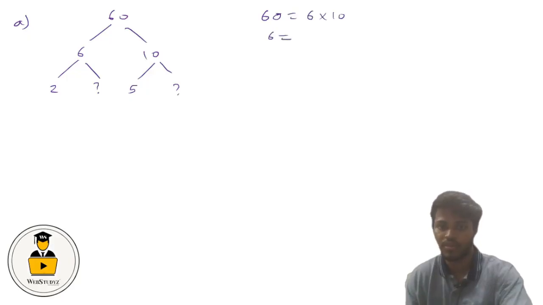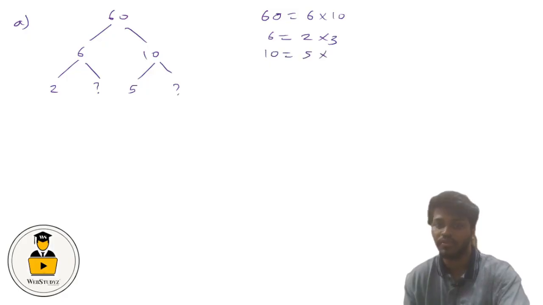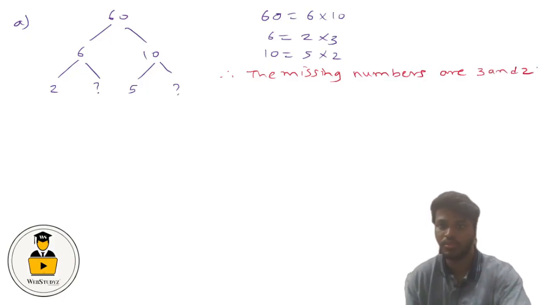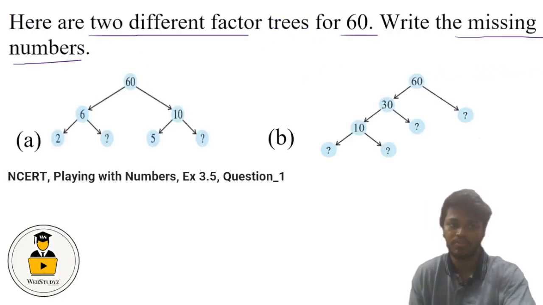For 6, we have factorized it into two numbers, and one of the factors is 2. Now we need to find out the remaining factor, and we know that 2 into 3 will give us 6. So therefore the missing value here will be 3. Similarly for 10, one of the factors is 5. So the remaining factor will be 2, because 5 into 2 will give us 10. So we can write here that the missing numbers are 3 and 2.